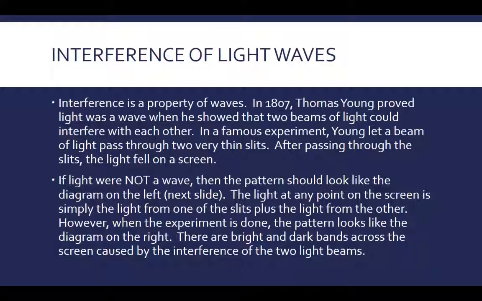Interference is a property of waves, and we looked a little bit at interference already when we first introduced you to light and the double slit experiment, which teaches us that light is a wave. In 1807, Thomas Young proved that light was a wave with this experiment, because he showed that two beams of light would interfere with each other. In this famous experiment, he let light pass through two very thin slits, and after passing through the slits, the light fell onto a screen. If light were not a wave, then the pattern should just look like the diagram I'll show you here in a second on the left. Okay, there you go.